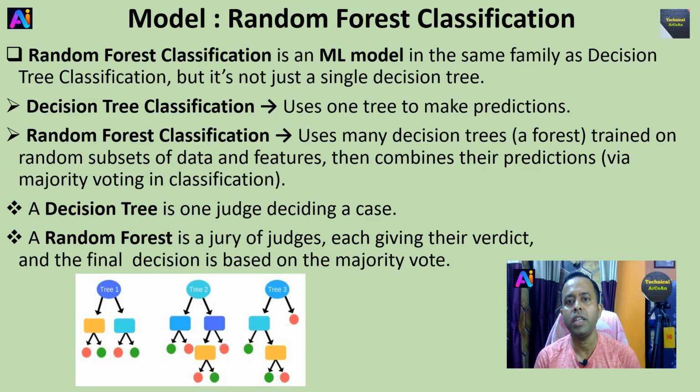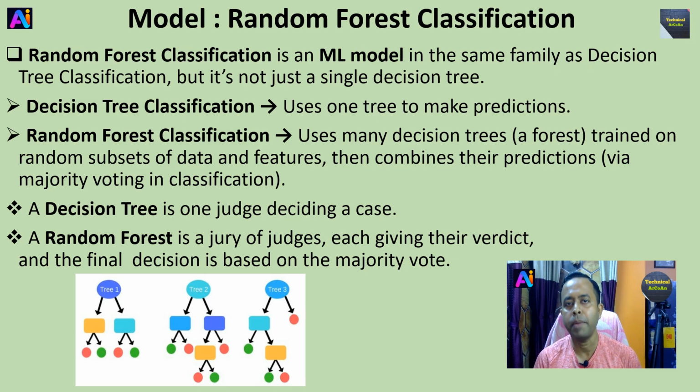Decision tree classification uses one tree to make predictions, whereas random forest classification uses many decision trees, known as a forest. A forest means a collection of decision trees trained on random subsets of data and features, which then combines their predictions via majority voting in classification.